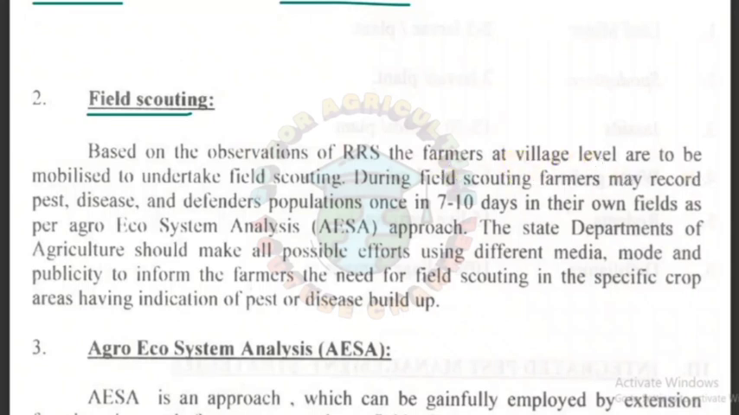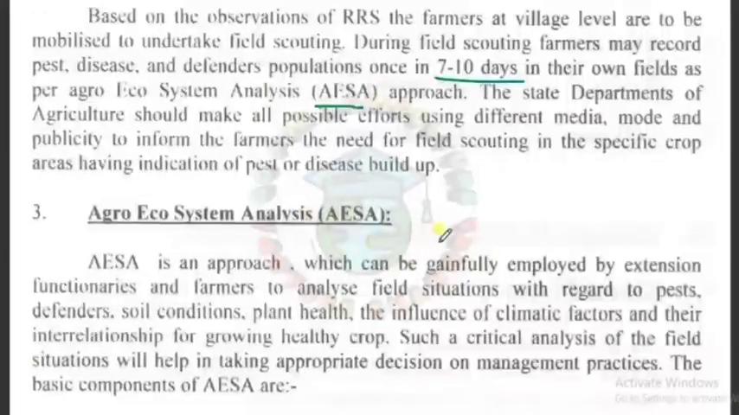Okay, so during field scouting, farmers will record the pest, disease and defender populations once in 7 to 10 days in their own fields. This is basically the AES approach, meaning agro ecosystem analysis approach. This agro ecosystem analysis is a huge approach, but field scouting is just a part of that. Okay, so now we'll see what AES is.